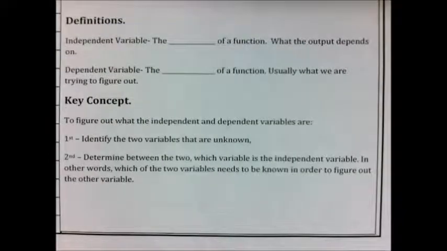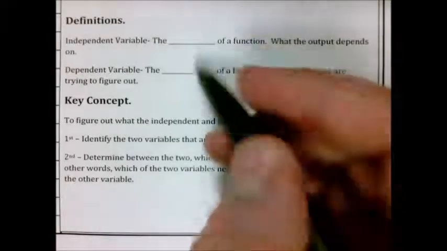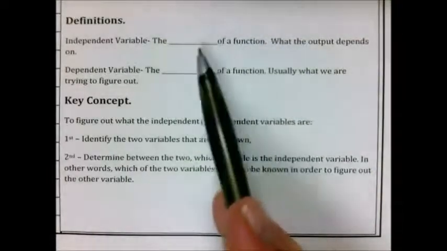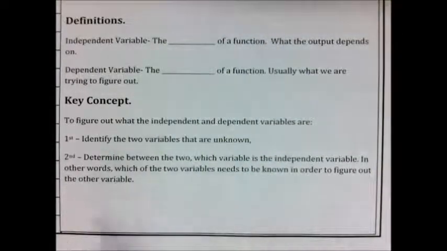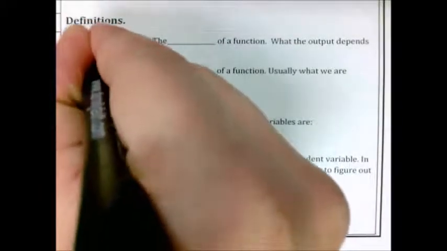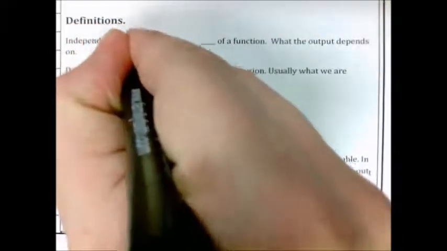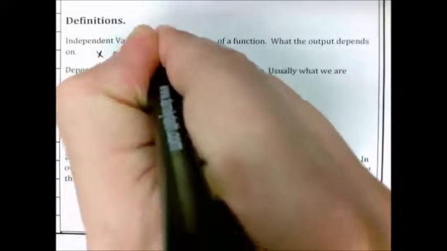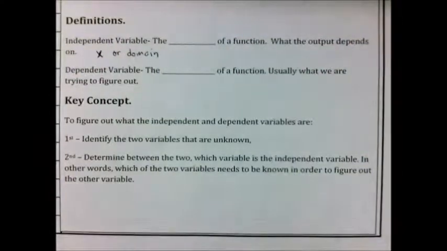Alright, so now let's define what an independent and dependent variable is. The independent variable is the input of a function. I want you to write that down: input of a function. Essentially, it's what the output depends on. Another way to think about the independent variable is that it's your x, or you could also say that's the domain. The x values or the domain values are always the independent variable.